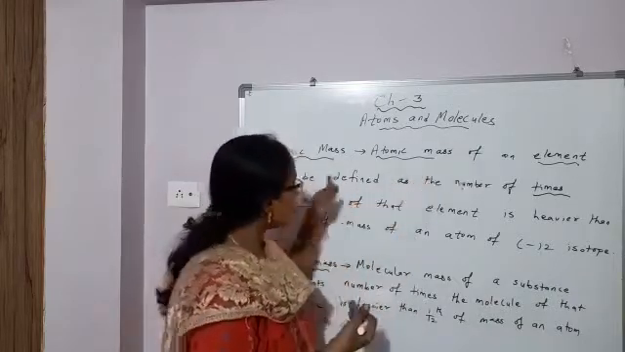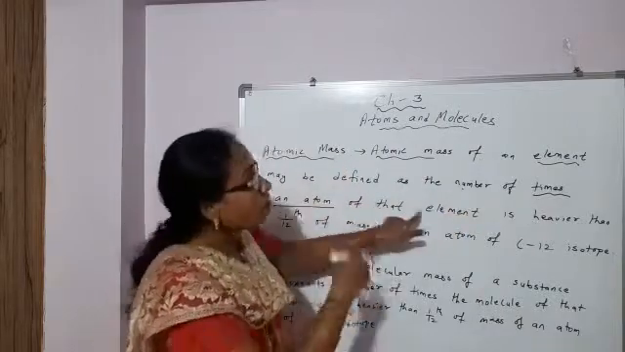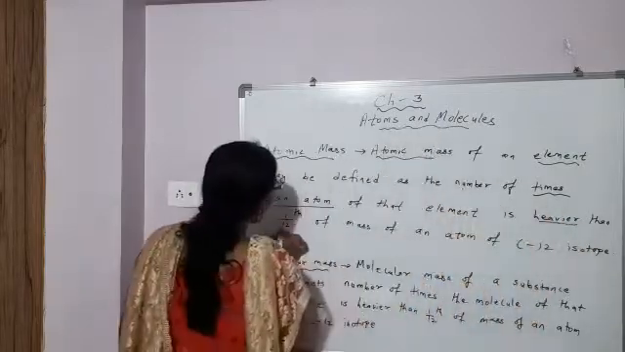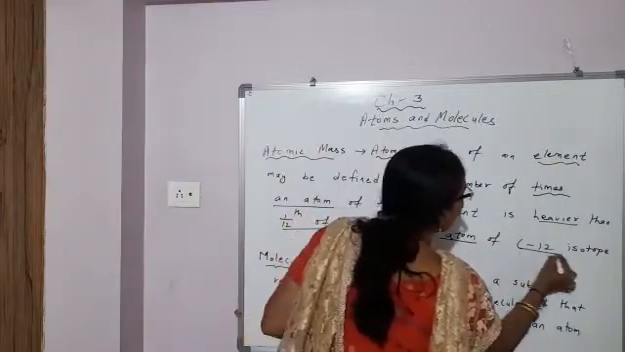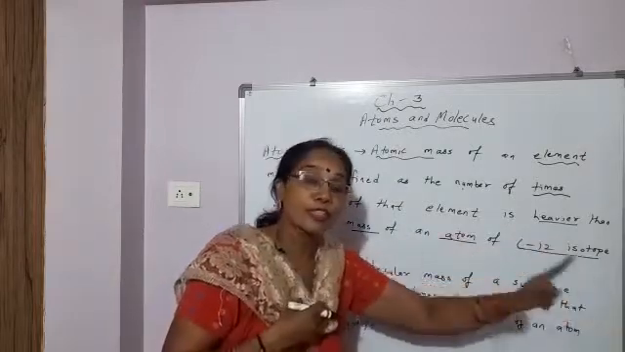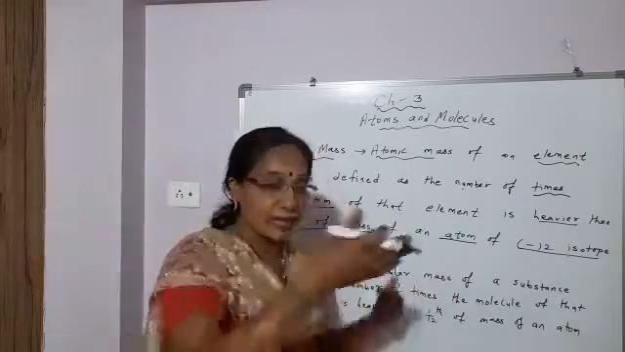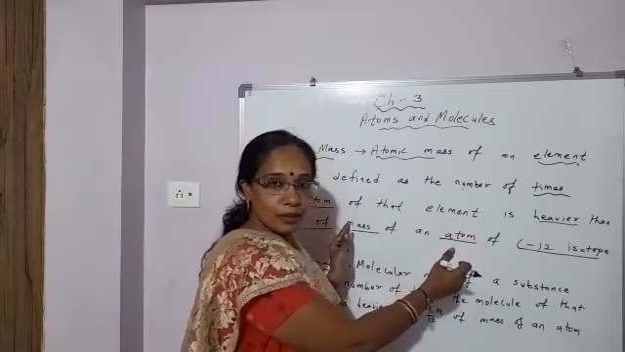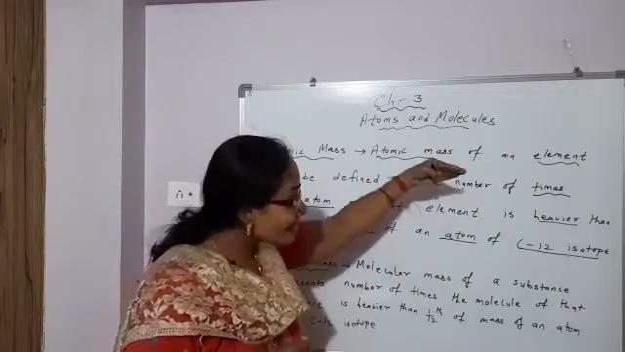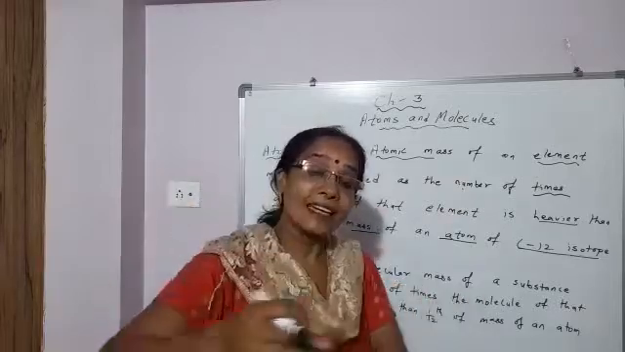So atomic mass of an element is defined as the number of times one atom of that element is heavier than 1/12 of the mass of an atom of carbon 12 isotope. So what is the mass of 1/12 of the mass of an atom of carbon 12? Taken to be 1 U on atomic scale. And if oxygen's mass is 16 times heavier than this mass, what will be the mass of oxygen? 16 U. Okay, so this is relative mass. The atomic mass which is calculated is relative atomic mass.